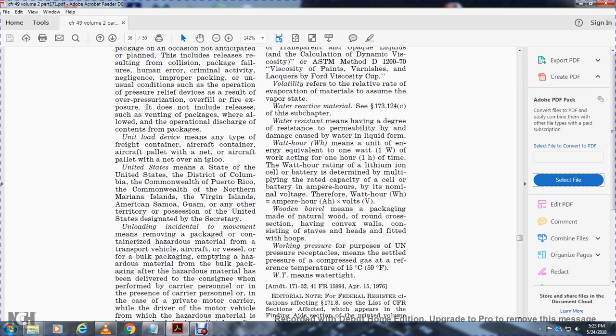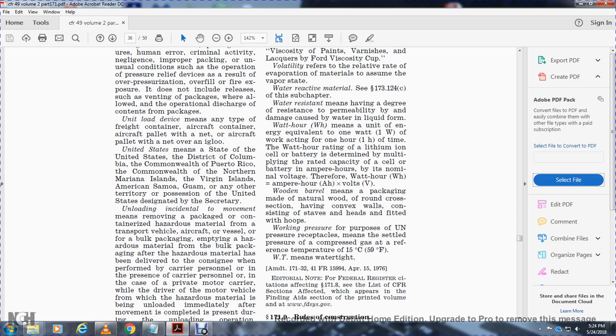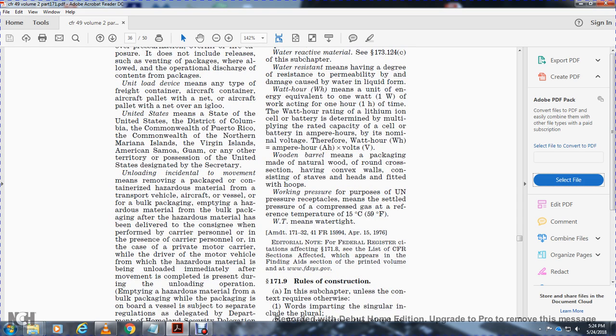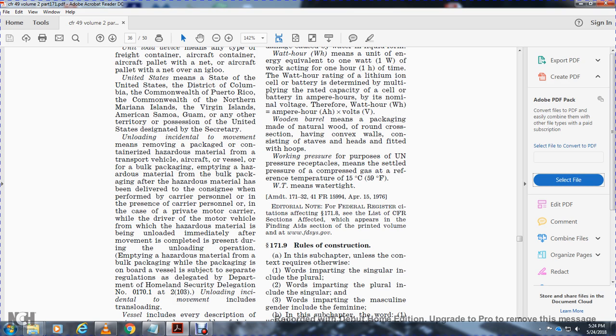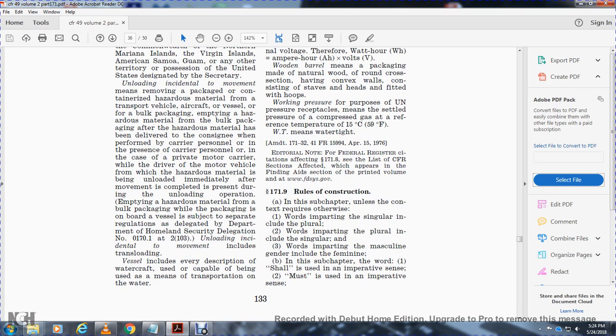Unloading incident to movement means removing the package or container of hazardous material from the transportation vehicle, aircraft, vessel, or bulk packaging after the hazardous material has been delivered to the consignee, performed by carrier personnel, or in the case of a private motor carrier, the delivery of the motor vehicle with the hazardous material being unloaded immediately after the movement is complete, with the carrier present during the unloading operation. Emptying hazardous material from a bulk packaging or vessel is subject to separate regulations delegated by the Department of Homeland Security, Delegation number 170-1, 2013. The unloading incident to movement includes transloading.